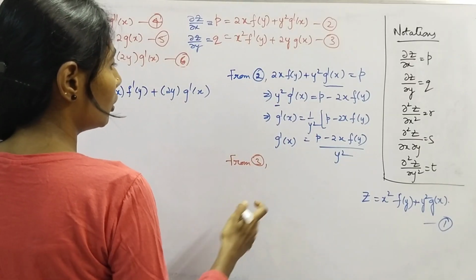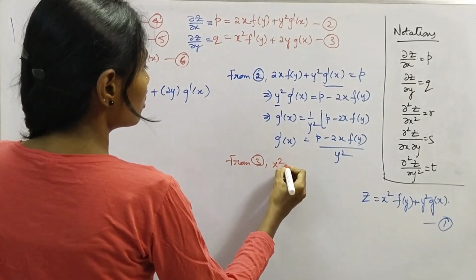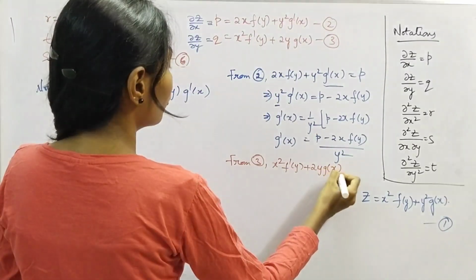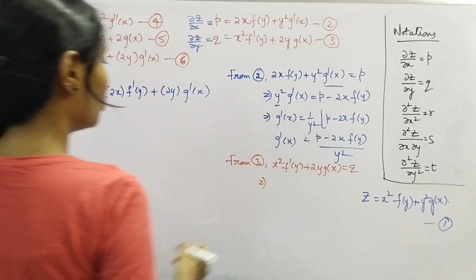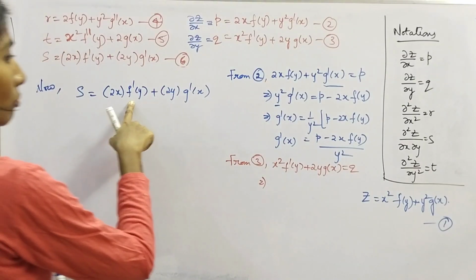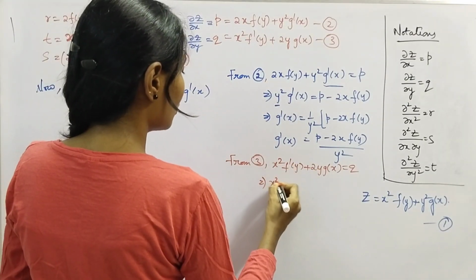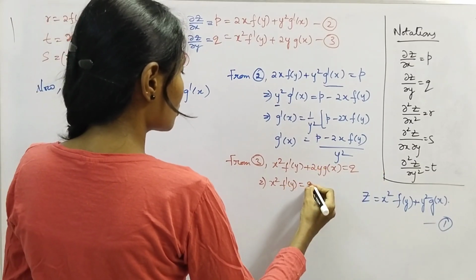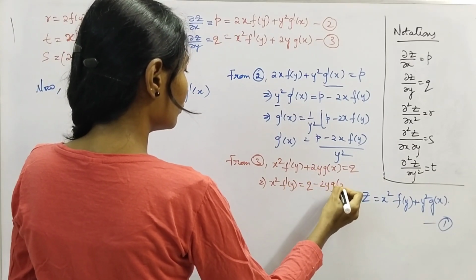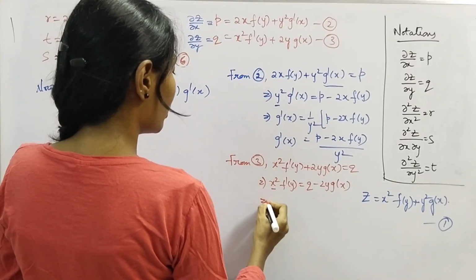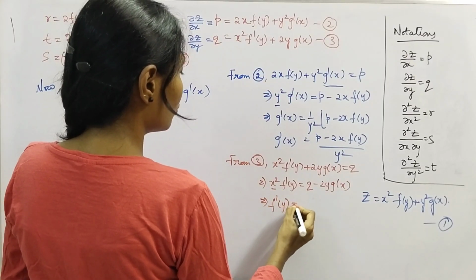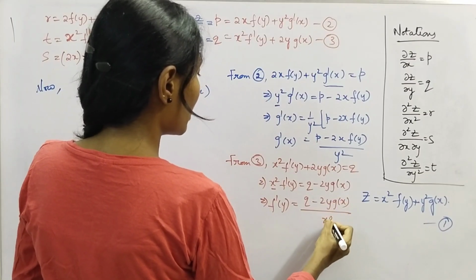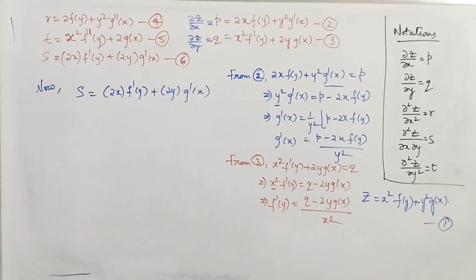Fine. Now from 3 we have x² f'(y) plus 2y g(x) equal to q, right? Now we are looking for the value of f'(y). So let's write this term, take this to the RHS, take this x² to the RHS. You'll get f'(y) equal to (q minus 2y g(x)) by x², right? Fine.